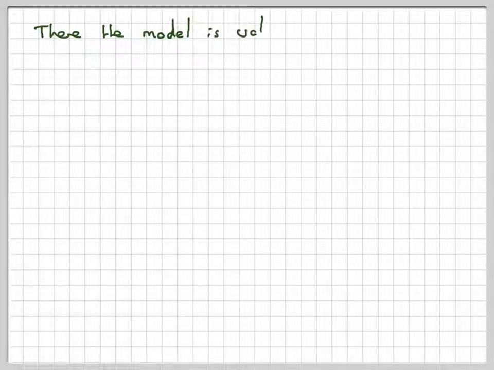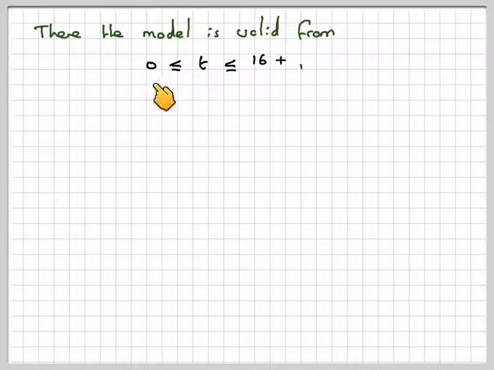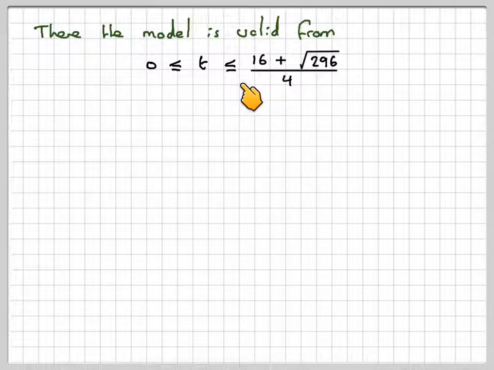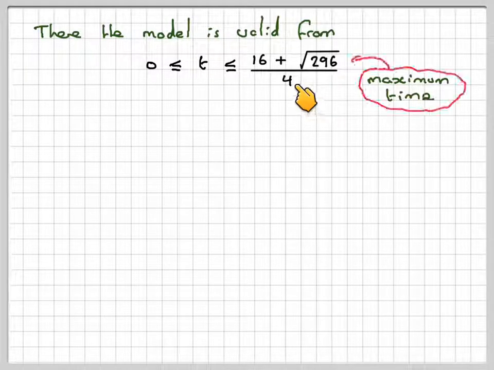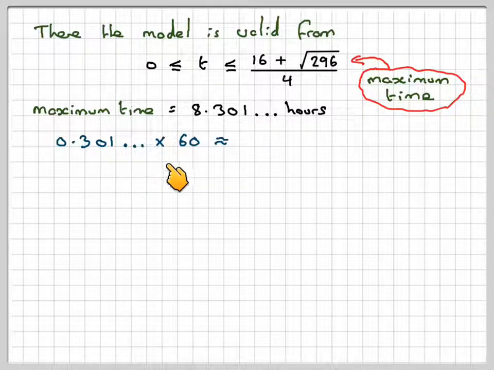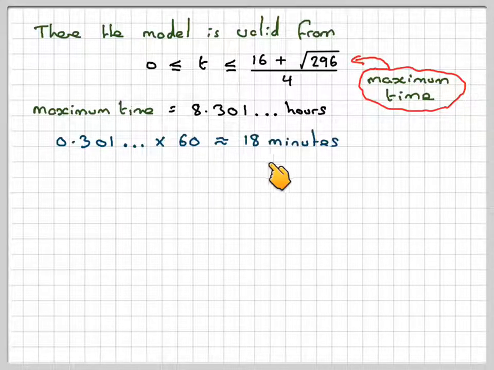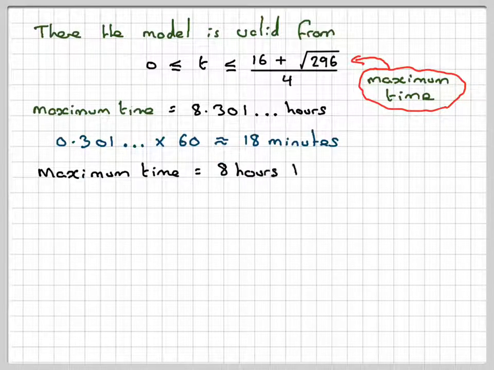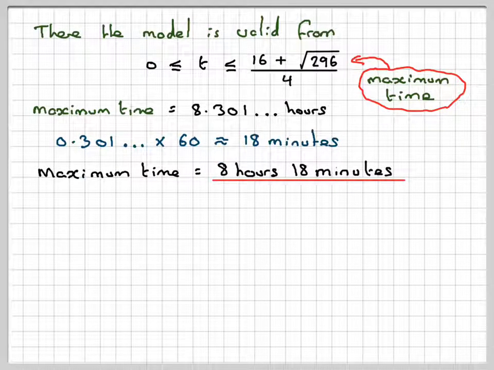So the model will be valid for T greater than or equal to 0 and less than or equal to (16 + √296)/4. This is the maximum value, so we need to find out what value that gives. On my calculator, converting that to a decimal, we get 8.301 hours. And then 0.301 hours times 60 is approximately 18 minutes. So the maximum time will be 8 hours and 18 minutes.